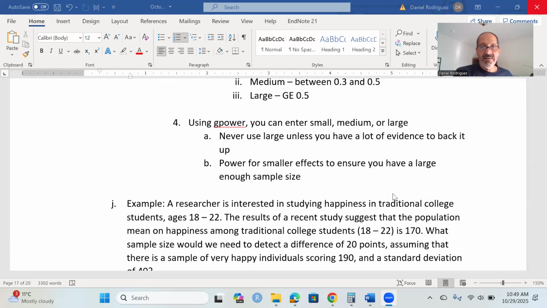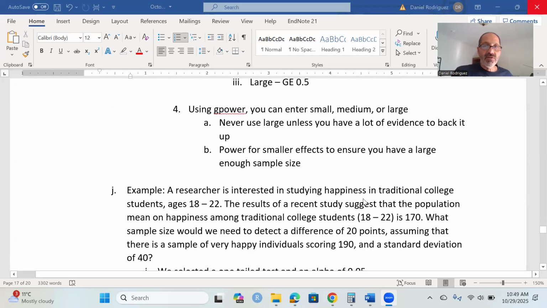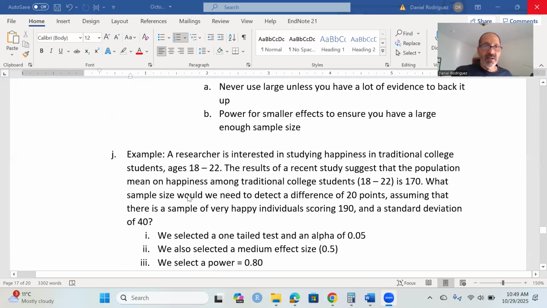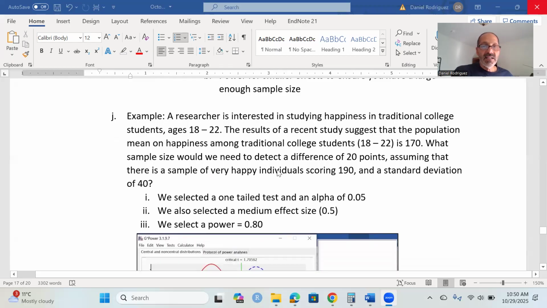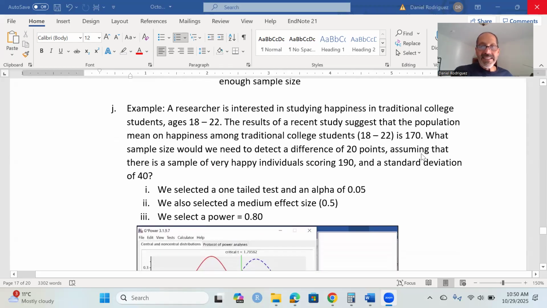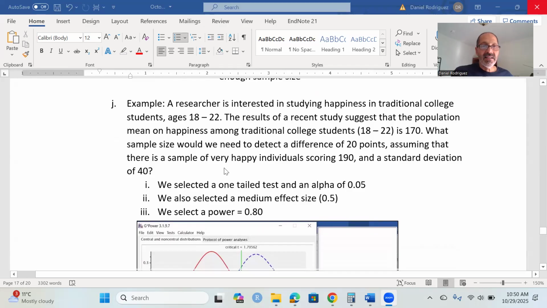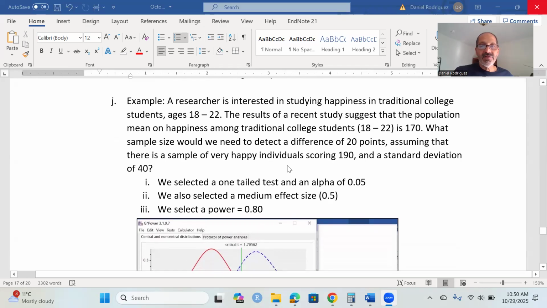There's so many different types of analyses you can do. Here's just an example. But in order to do that, you need certain information. A researcher is interested in studying happiness in traditional college students ages 18 to 22. The results of recent studies suggest that the population mean on happiness among traditional college students is 170. It's an estimate. What sample size would we need to detect a difference of 20 points, assuming that there is a sample of very happy individuals scoring 190 and a standard deviation of 40?